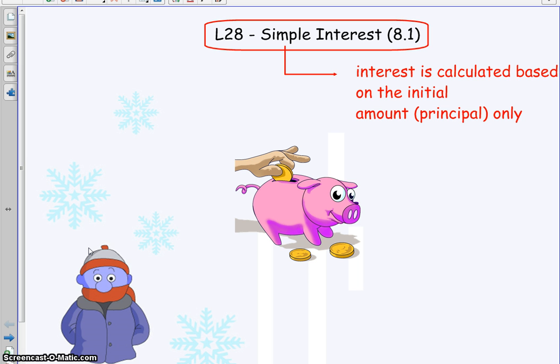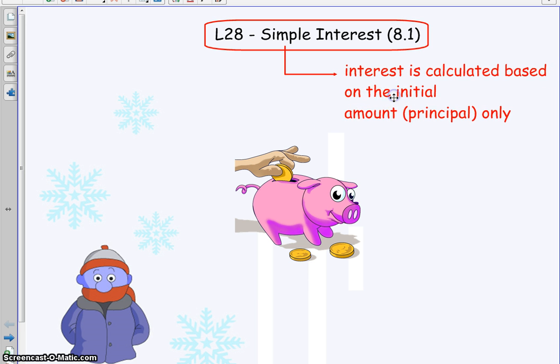So we're going to look at a couple types of interest in this unit. The first we're going to look at is called simple interest. And we call it simple because in this case interest is calculated only on the initial amount you invest. The initial amount you invest is called the principal. The interest is only calculated based on that. So any interest that you've earned or you had to pay does not earn any additional interest. It's only based on what you initially invest.